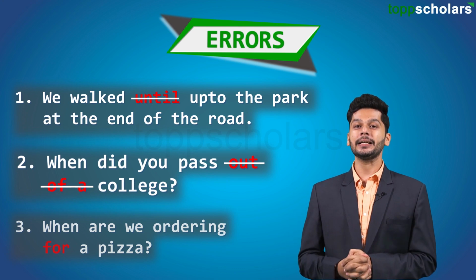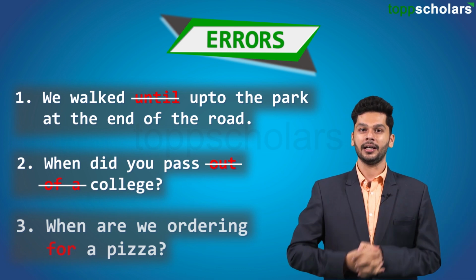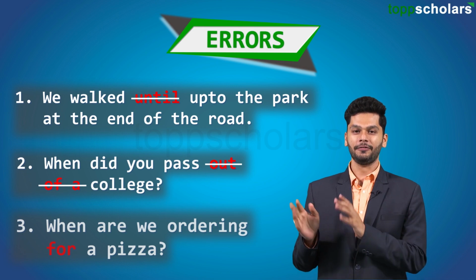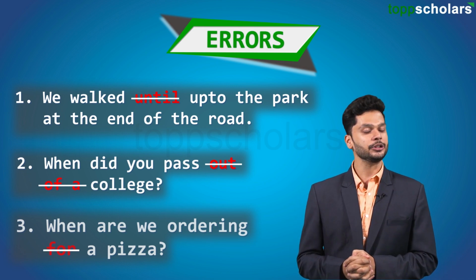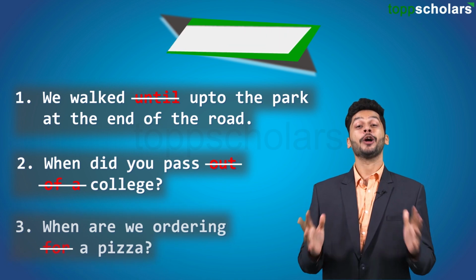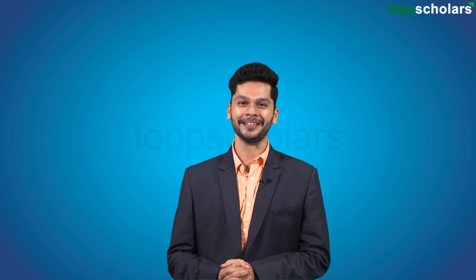If you look at sentence number 3, which says, when are we ordering for a pizza? But the actual sentence should be, when are we ordering a pizza? Here, the preposition for is not at all required. So I would suggest kids be really careful while using prepositions. Just because they are small words, don't take them for granted. Otherwise, you would make really funny and hysterical mistakes while speaking or writing in English.